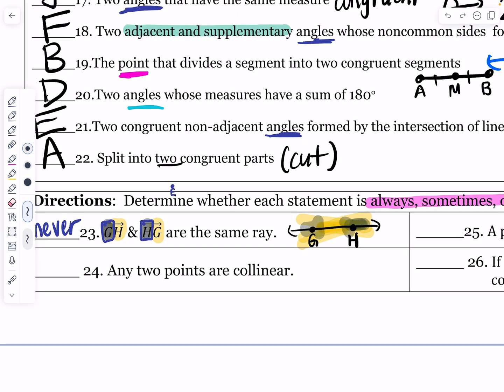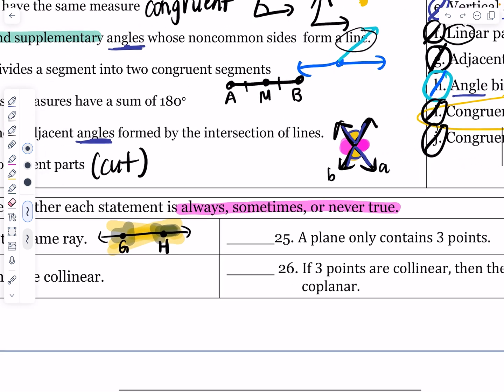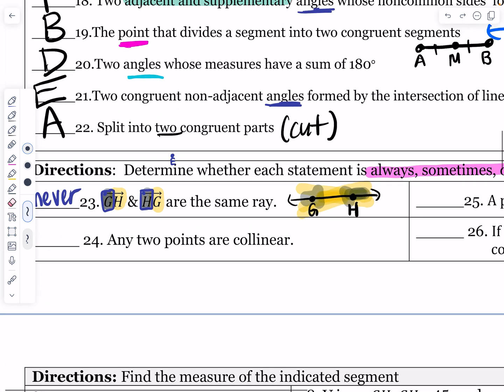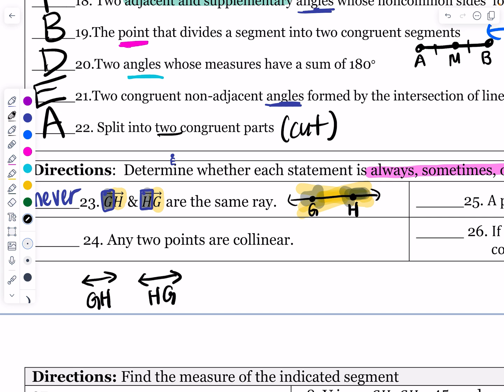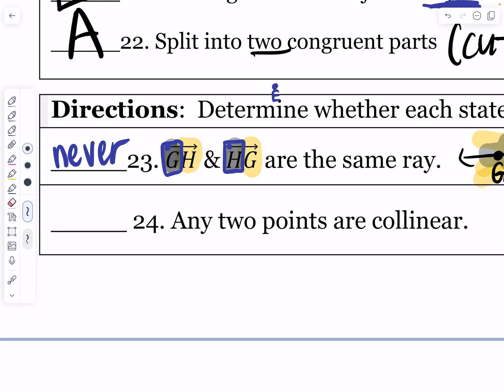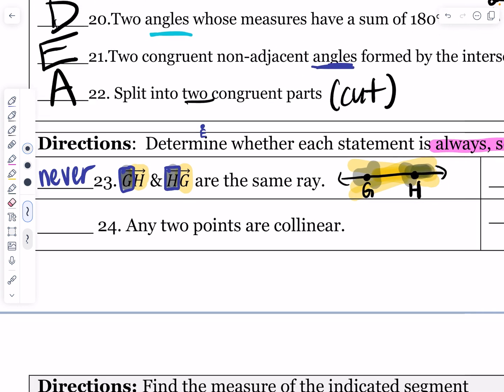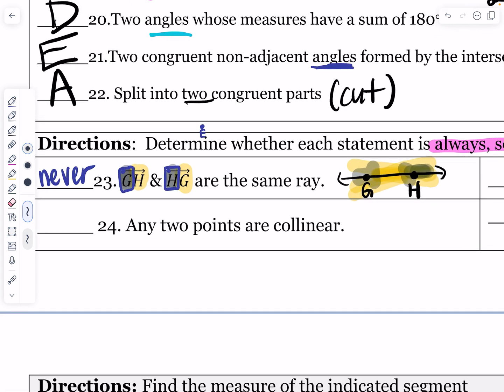Now, if I said line GH and line HG, those would be the same line because with lines, you can reverse the order. If I change these to segments, if I said segment GH and HG, you could say that those are the same, forwards and backwards, left to right or right to left, totally fine. What can you not do that with? You cannot do that with rays, because you have a starting point and then it extends forever in one direction. They have to come out of the same starting point. So just draw out those pictures and see those are two totally separate flashlights.